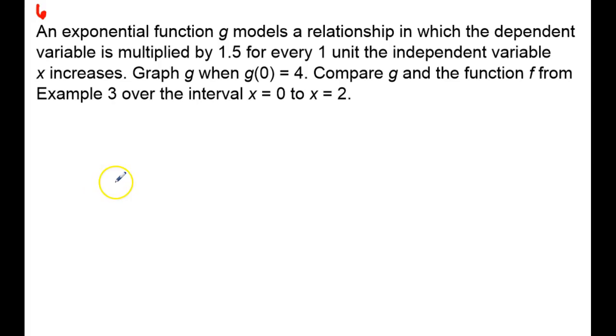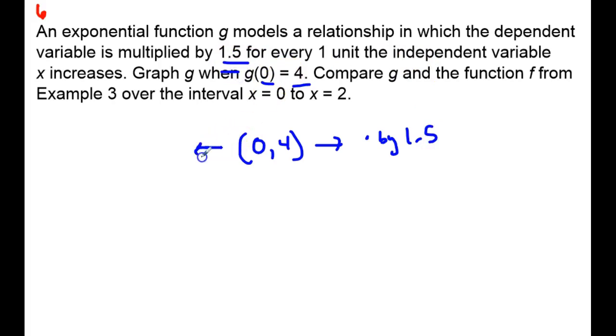So the first thing I want to do is find some points. I know that 0, 4 is one point, because I'm told that. I want to find a couple points to the left and then a couple of points to the right. I know that for every point to the right, I'm going to multiply by 1.5. And I'm told that from up here. And I know that when I'm going to any points on the left, I'm going to divide by that 1.5.